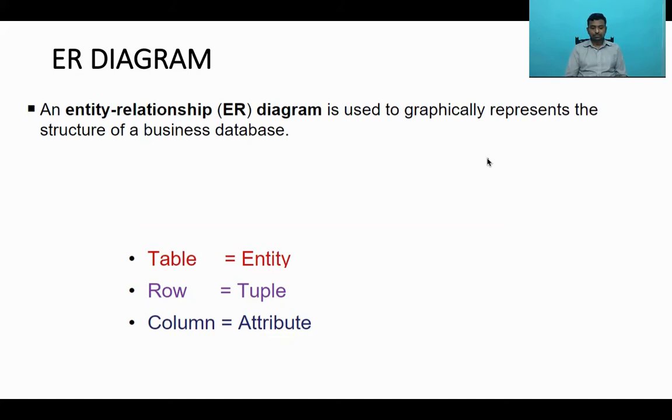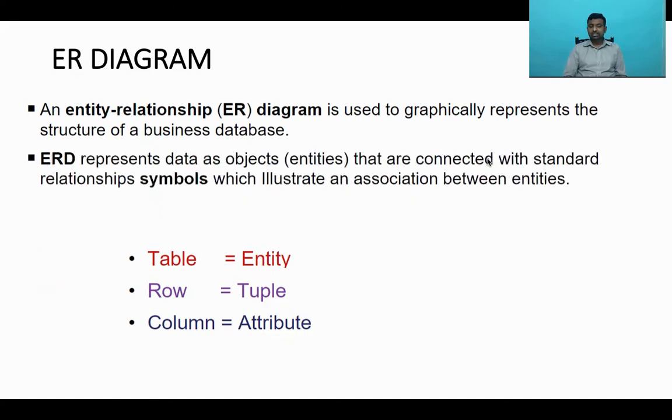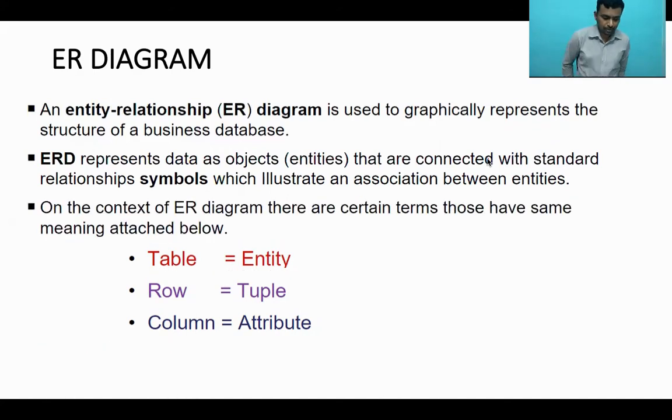Now here, I say ERD, or entity relationship diagram. We have various symbols to represent it. When we say table, it's called an entity, a row is called a tuple, and a column is called an attribute. These three things are very important that we need to understand. So the table is the entity, every row is called a tuple, and every column is called an attribute. Good.